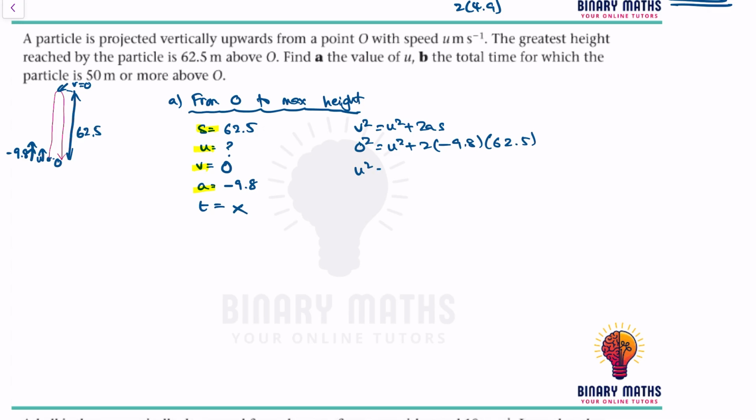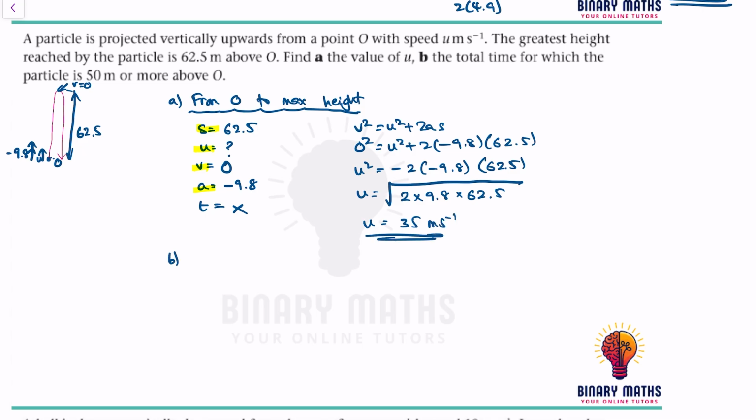Which means u squared is equal to negative 2 times negative 9.8 times 62.5. U will be the square root of all that. Negative will become positive, so 2 times 9.8 times 62.5. U will be equal to 35, and it's meters per second.